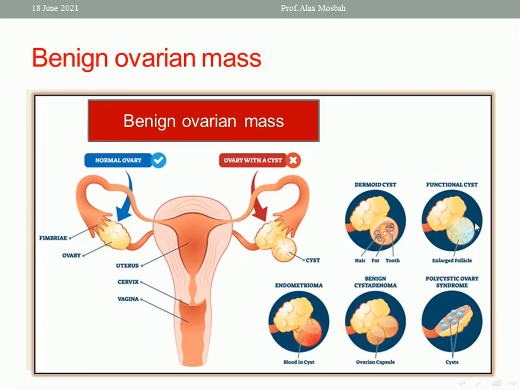In this picture, you can see categories of both non-neoplastic and neoplastic benign masses. This is the functional cyst, this is the dermoid cyst, this is the endometrioma, or chocolate cyst, this is the benign cystadenoma, and this is the polycystic ovary.